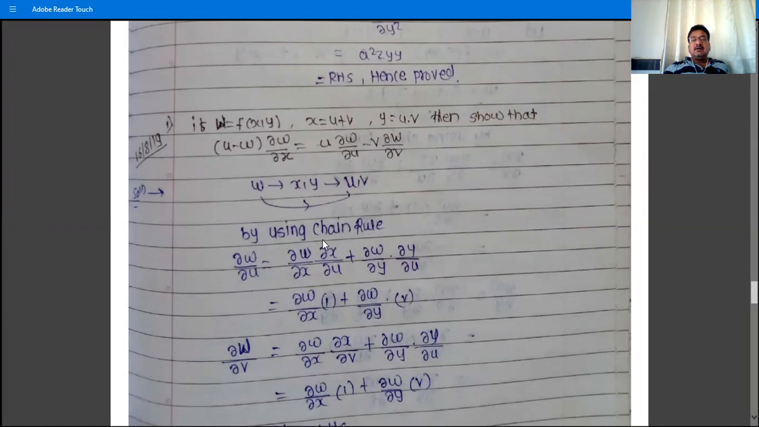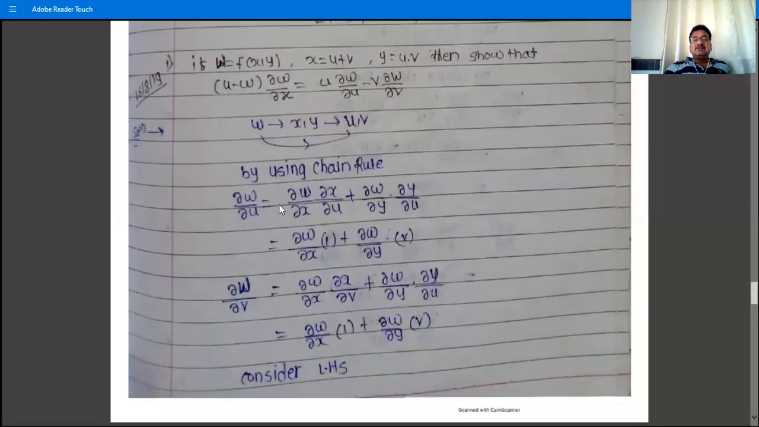And ∂w is not given. We are given just that w is a function of x and y, so don't write that; write ∂x/∂u. Its derivative with respect to u: the derivative of u is 1, the derivative of v is 0. So ∂x/∂u is 1. And ∂w/∂y times ∂y/∂u is v, since v is constant with respect to u and the derivative of u is 1. So this is ∂w/∂u.